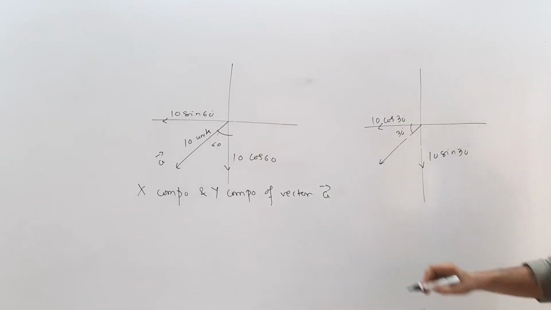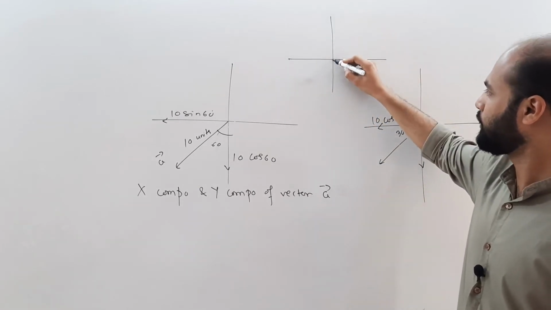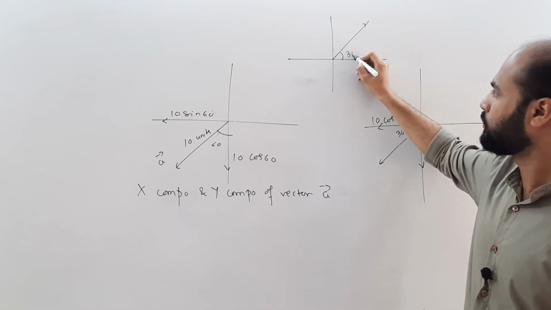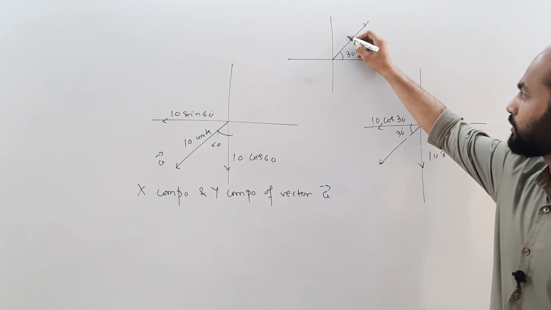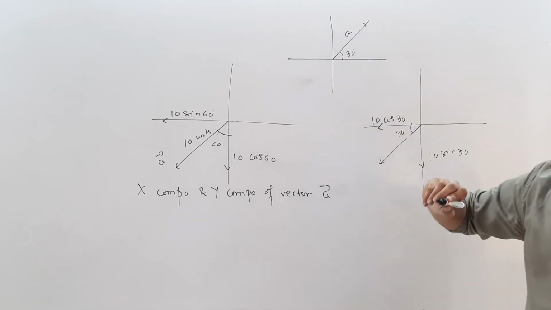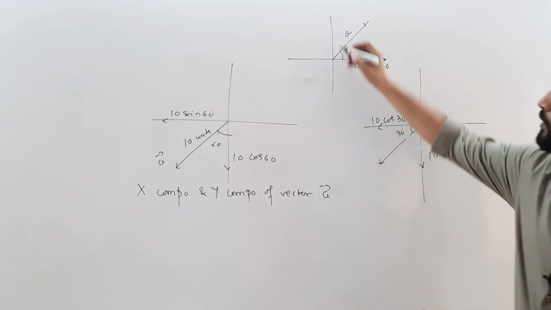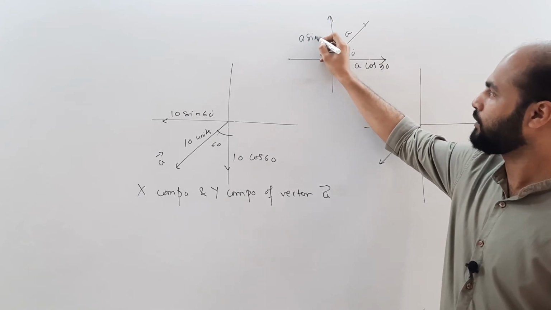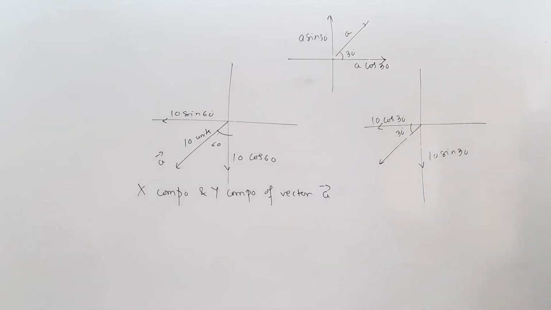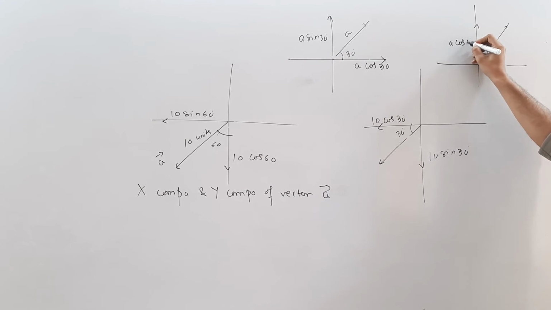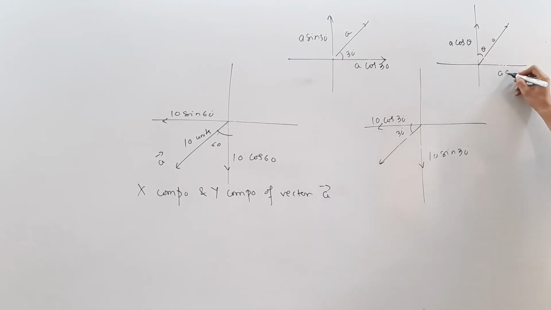Let's take one more example. Let's say this is that and this is 30. So then let's say the magnitude is a units, this component is going to be a cos 30. So this is the x component and this is going to be a sin 30. Similarly, if this is a units and this is theta, then this component is going to be a cos theta and this component is going to be a sin theta.